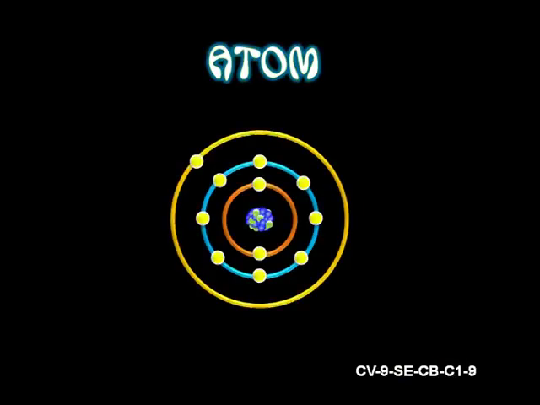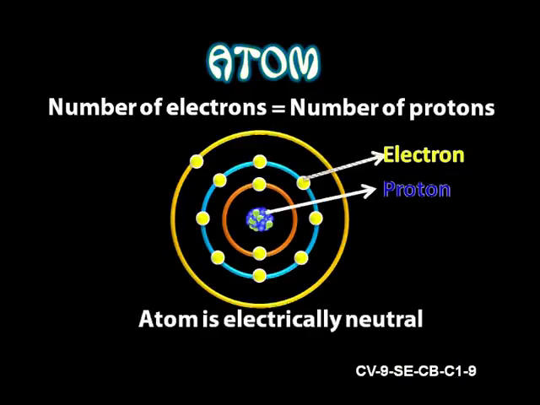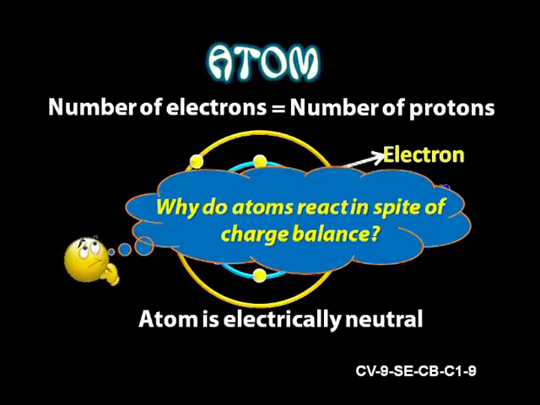Now we know that in an atom, there are equal number of electrons and protons, and the atom is electrically neutral. Then why do atoms react in spite of charge balance? Let's find out.